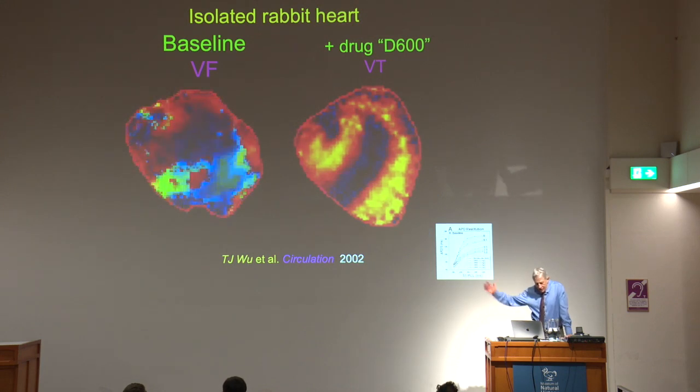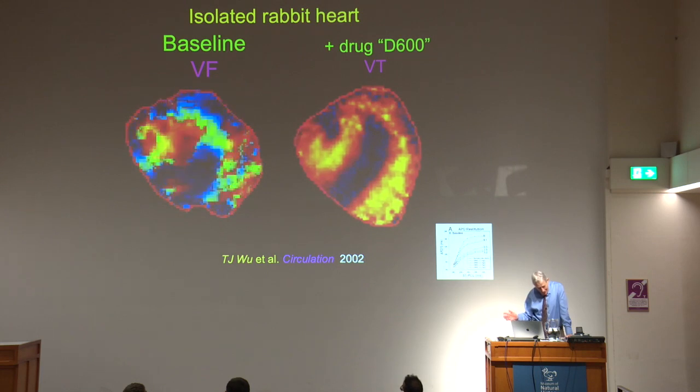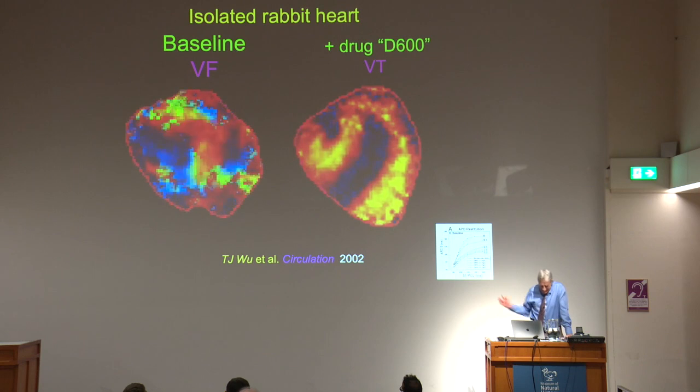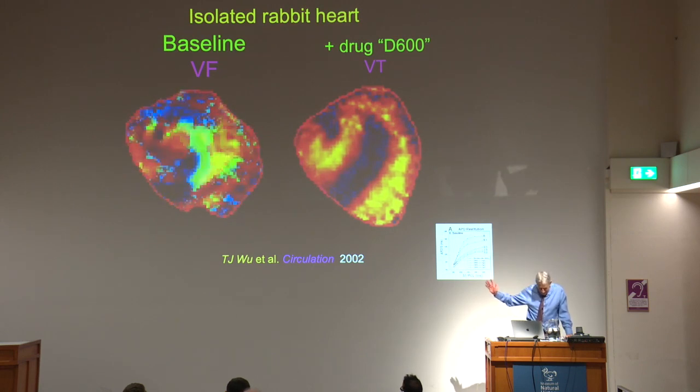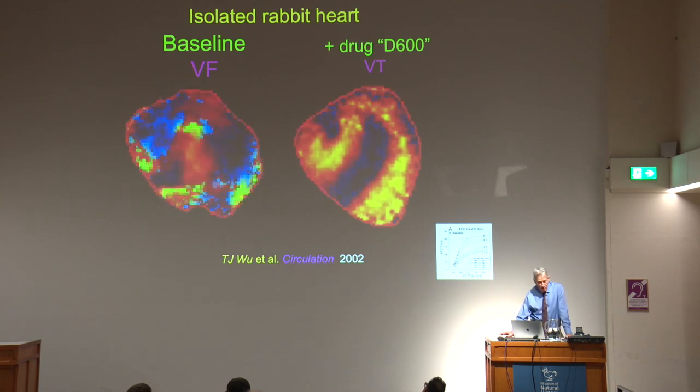Red is depolarization. You see the waves are coming from the left. Now they're not. Now they're going around and around. Then that's going to stop, and they're going to start coming in from the top right for a while. This is fibrillation.